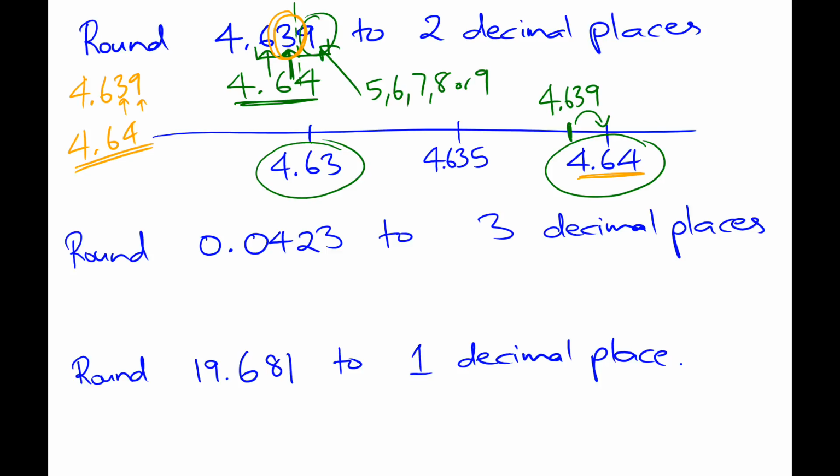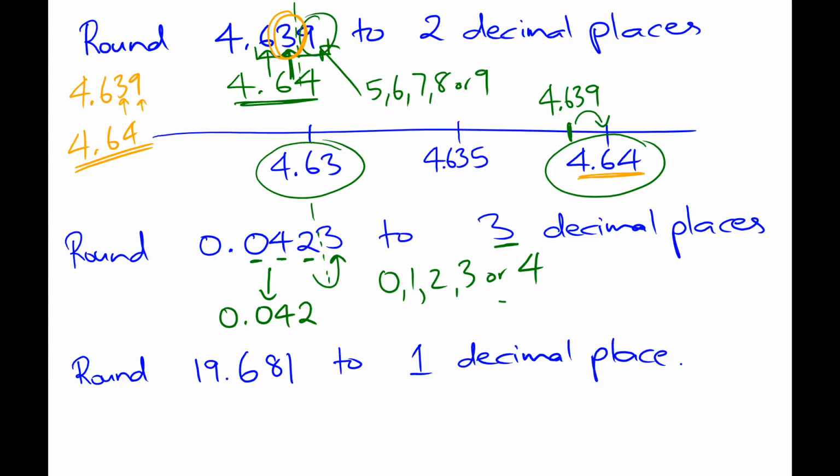This next question, round 0.0423 to 3 decimal places. So we want to count 1, 2, 3 decimal places. We're going to chop off the number at that point there. You look at the next decimal place, the 4th decimal place. If that digit is 0, 1, 2, 3 or 4, then that third decimal place will remain as is. So this becomes 0.042.